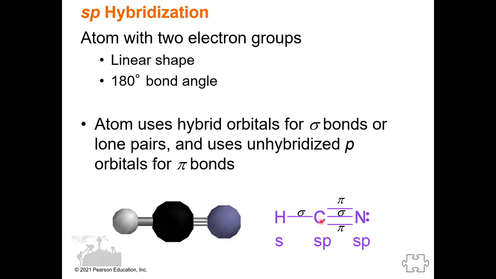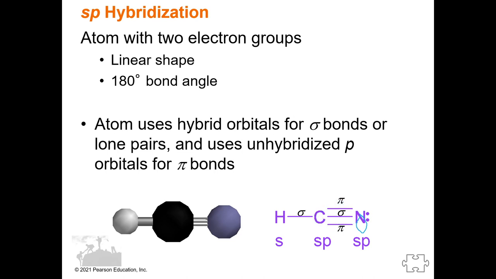Okay, so one sp orbital is going to form a sigma bond with hydrogen. Remember, this orbital remains unhybridized, so this is just a regular s orbital. The second sp orbital is going to form a sigma bond with nitrogen. Now let's take a look at the pi bonds. So let's just take a look at this top pi bond here. So we have one p orbital from carbon and another one from nitrogen. Not drawn very well, but hopefully you get the idea. Here's our overlap. So that is one pi bond, even though there are two areas of overlap.